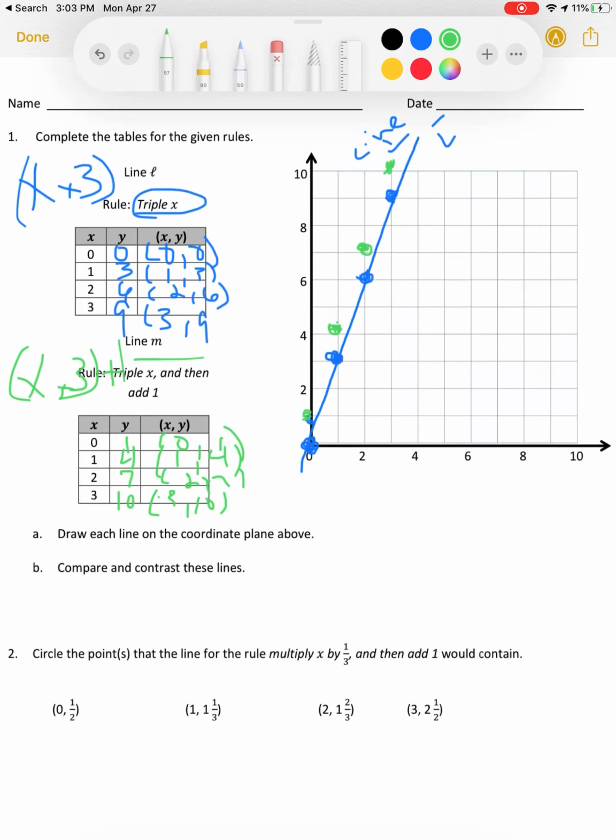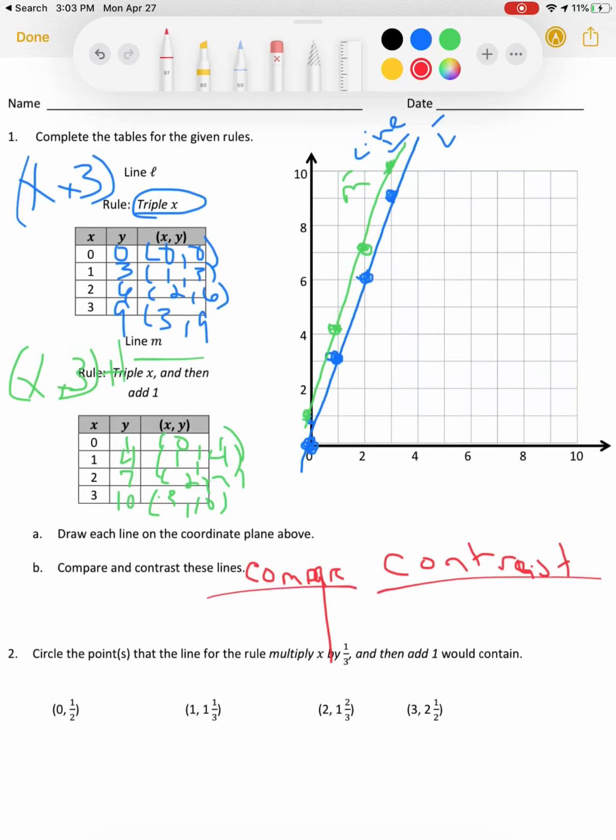All right, this line also has a name, so we're going to connect our plots, and we'll name this line M. I'll put an M with a line segment on top. Very good. All right, let's move on. A says draw each line on the coordinate plane, which we've already done. And then B says compare and contrast. So here I'll put compare. Ms. Durham's writing with her finger, so contrast. Sometimes it picks up the stroke and sometimes not.